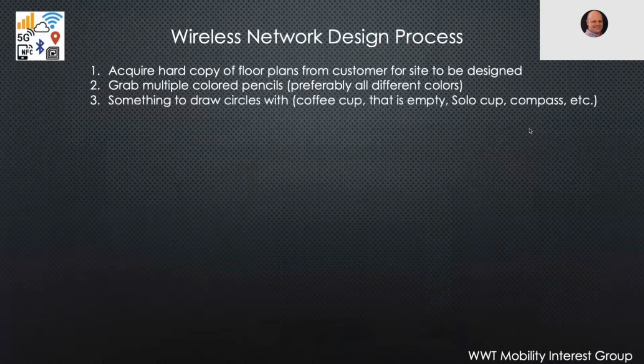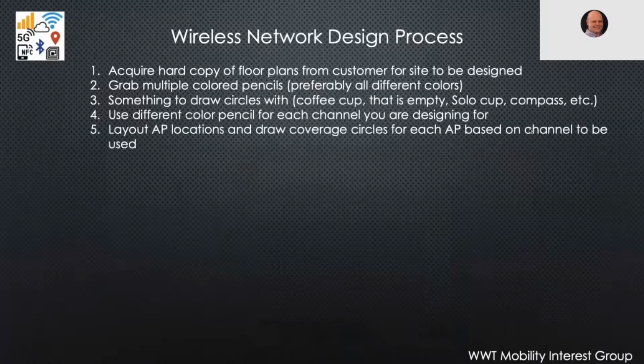Something to draw circles with. A coffee cup, you'll need that to be empty so you don't spill it. A solo cup, a compass, something like that. You want to use different color pencils for every channel so that you're making sure that you have your spacing properly. Then you're going to put your AP locations on the map, and then you're going to draw those nice little colored circles for each channel and make sure your overlap's good.